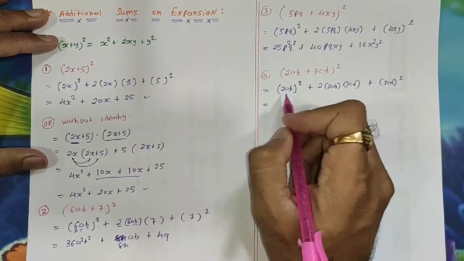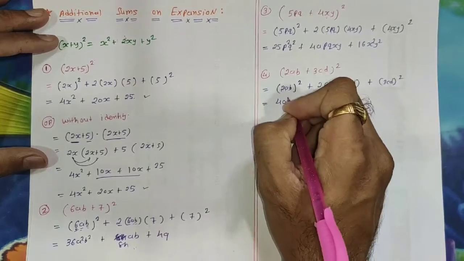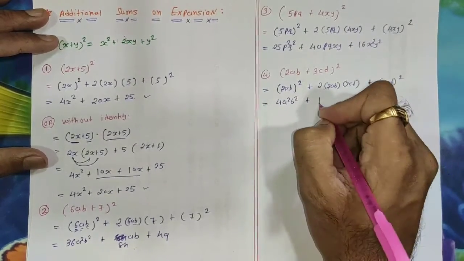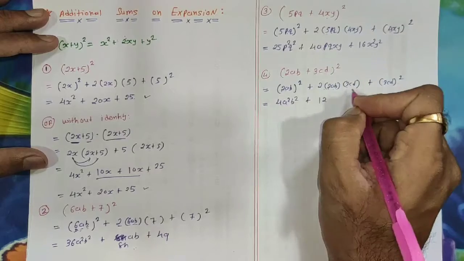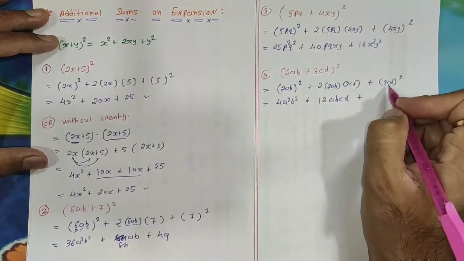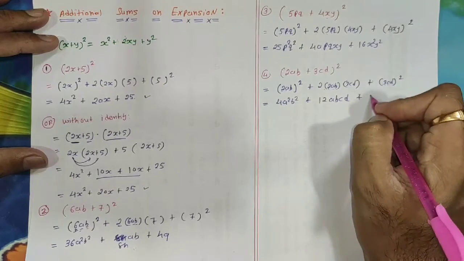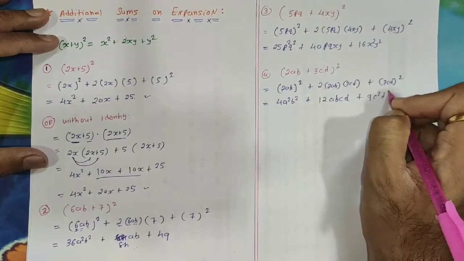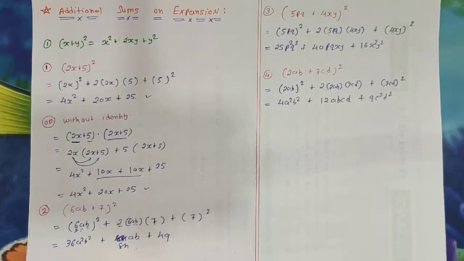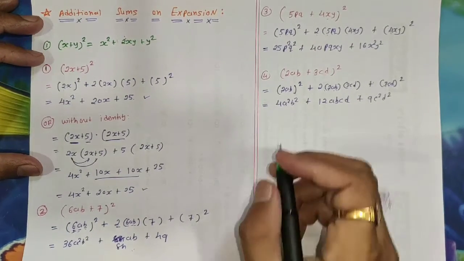So what is 2ab whole square? It's 4a square b square, plus 2 2s are 4, 4 3s are 12 abcd, plus 3cd whole square. So 3 square c square d square, 3 square is 9, c square d square. Clear, students? So this is how you can perform the sums of expansion based on the first identity.